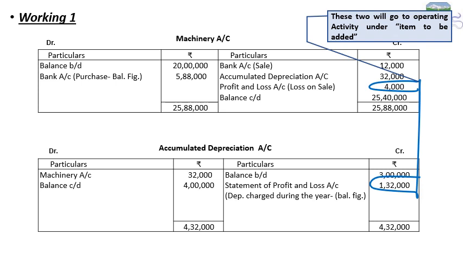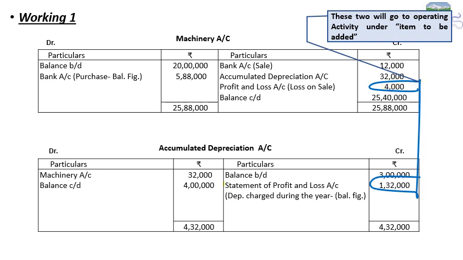One is loss or profit on sales of machinery. At the same time, the depreciation during the current year, this 1,32,000, will go to the operating activity under items to be added. But if there is a loss, then the loss will come under items to be added. If there is a profit, it will be under items to be deducted. So this part you have to remember.